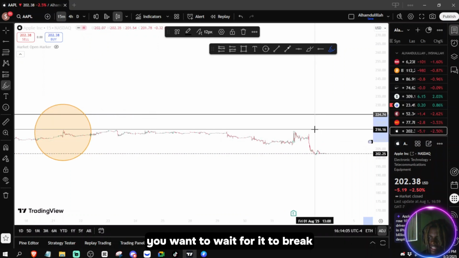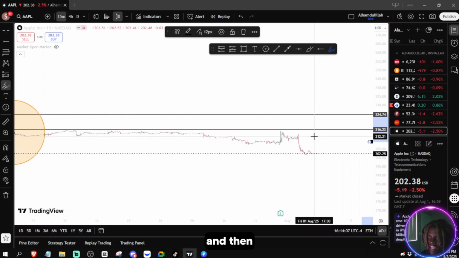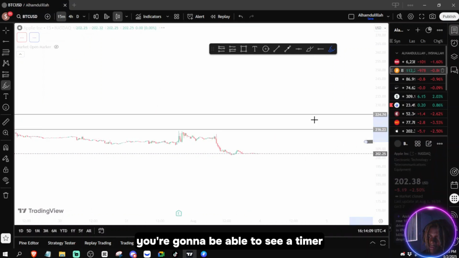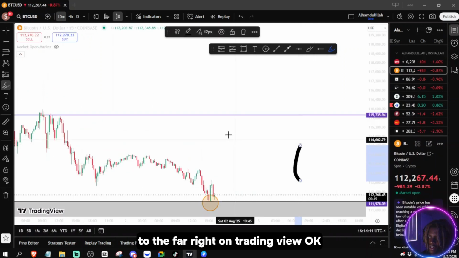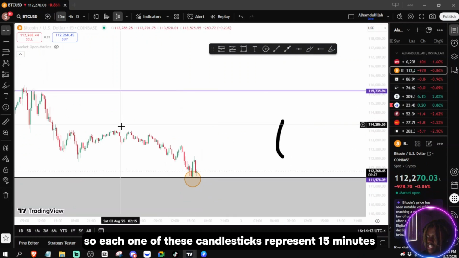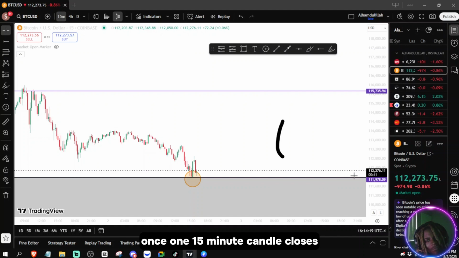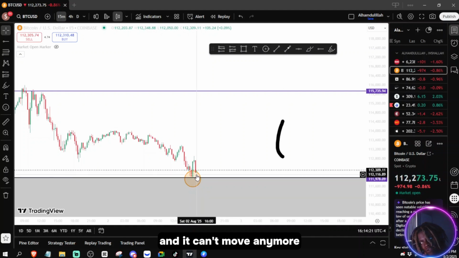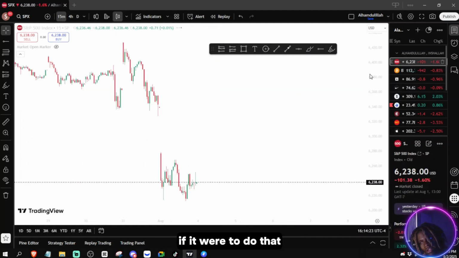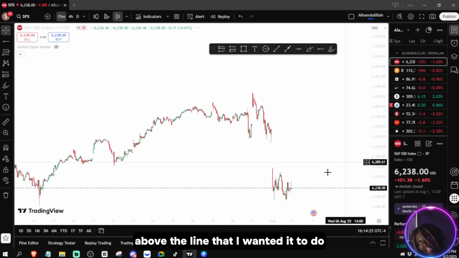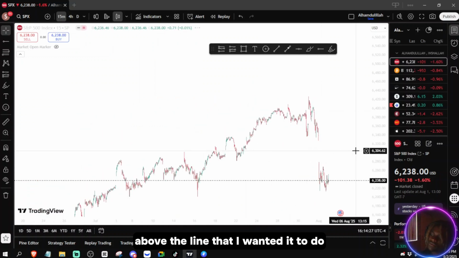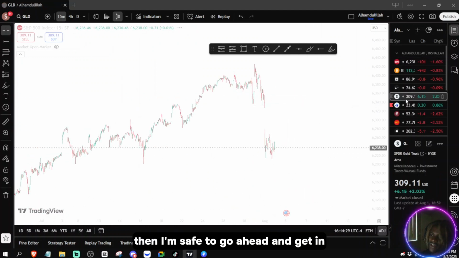No, you want to wait for it to break, and then you're going to be able to see a timer to the far right on TradingView. Okay, so each one of these candlesticks represents 15 minutes. So if I'm to the far right here and I see my timer, once one 15-minute candle closes and it can't move anymore, if it were to do that above the line that I wanted it to do, then I'm safe to go ahead and get in.